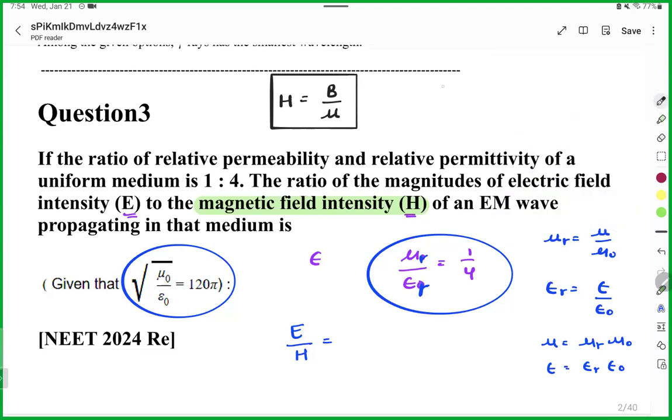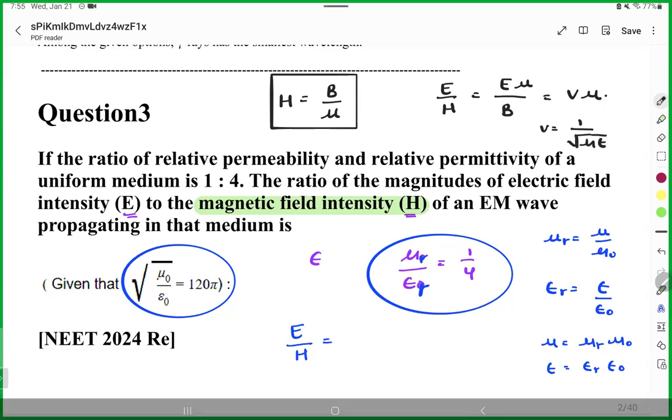So if you take E by H, can you also write, Sarah, H will be equal to B by mu, because for a given medium. What is E by B? Your velocity into mu. And what is the velocity formula? 1 by root of mu epsilon.